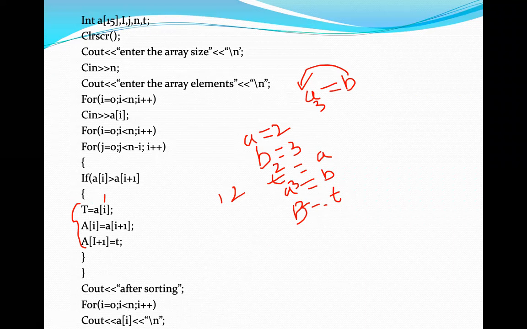What will be the complexity here? Here two loops are working, each n times, so n times n, that is n square. Order of n square will be the complexity here. So that's it about bubble sort. Next I'm going to show you some more, using the virtual apps, how we can do it.